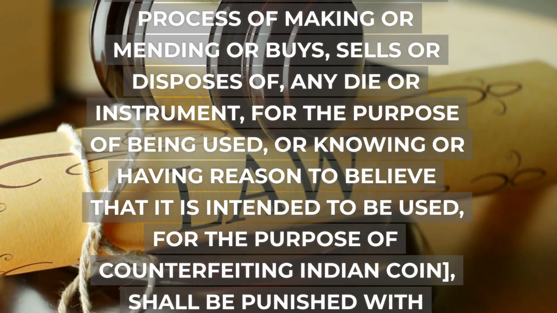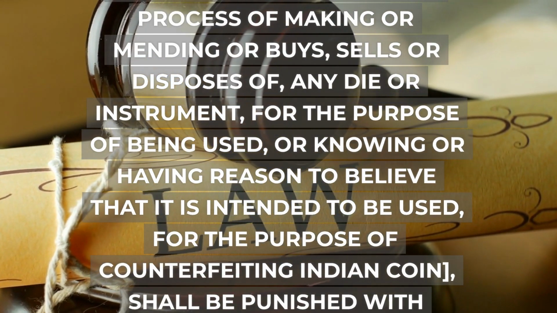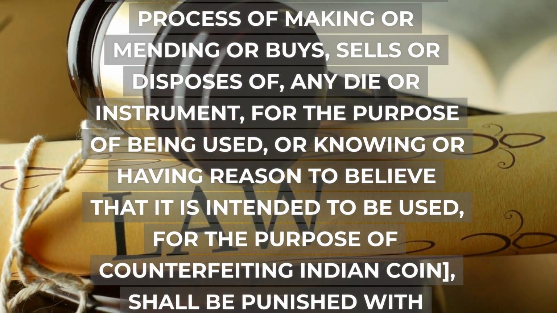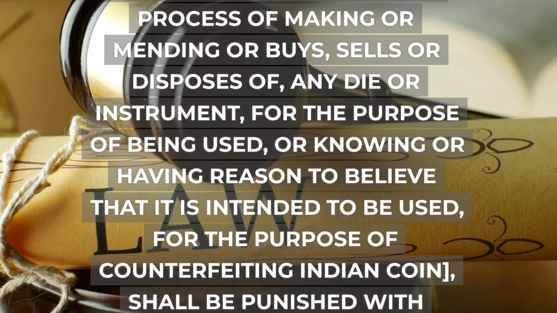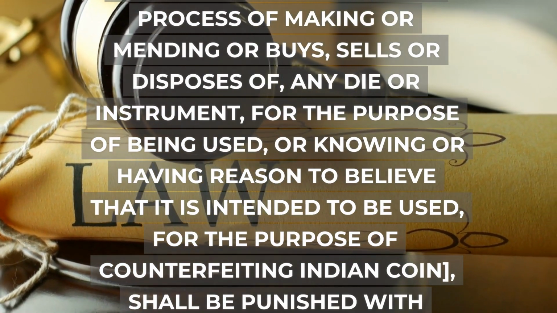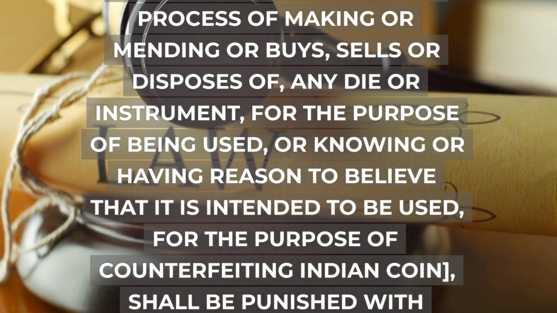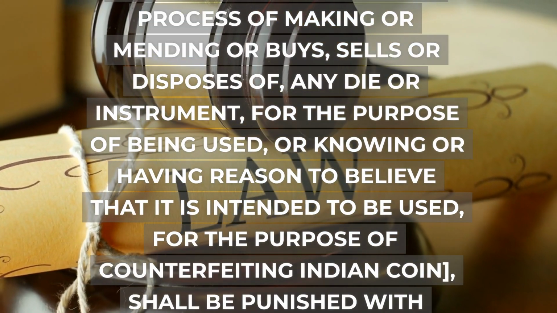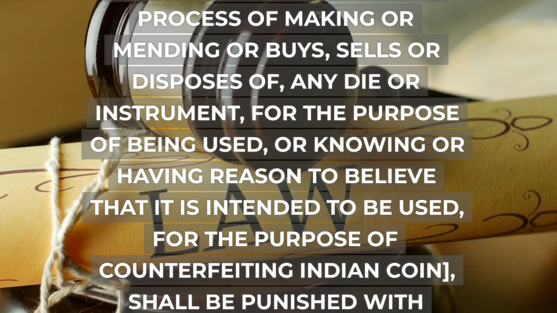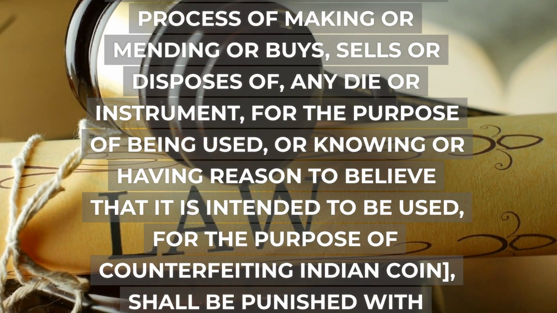Section 234 of IPC. Making or selling instrument for counterfeiting Indian coin. Whoever makes or mends, or performs any part of the process of making or mending, or buys, sells or disposes of, any die or instrument, for the purpose of being used, or knowing or having reason to believe that it is intended to be used, for the purpose of counterfeiting Indian coin, shall be punished with imprisonment of either description for a term which may extend to 7 years, and shall also be liable to fine.